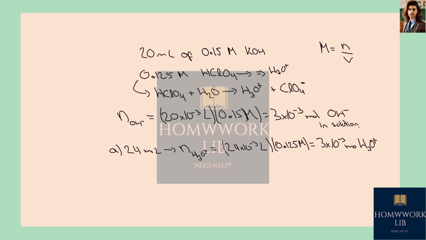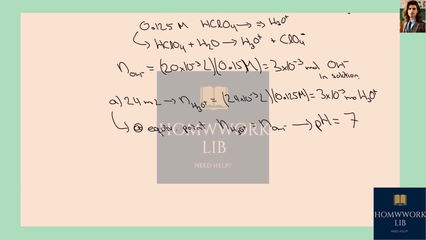So what happens in the first addition? Here we are at the equivalence point, because the amount of H3O plus is going to be equal to the amount of OH minus that I have in the solution. That means that the pH, since I'm going to have a complete neutralization, is going to be equal to 7, the one of water.